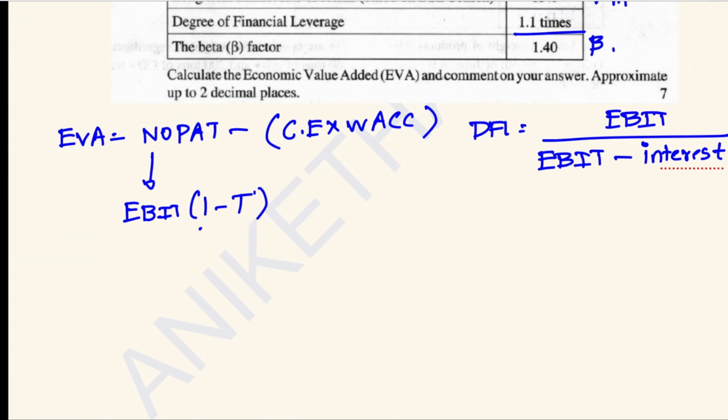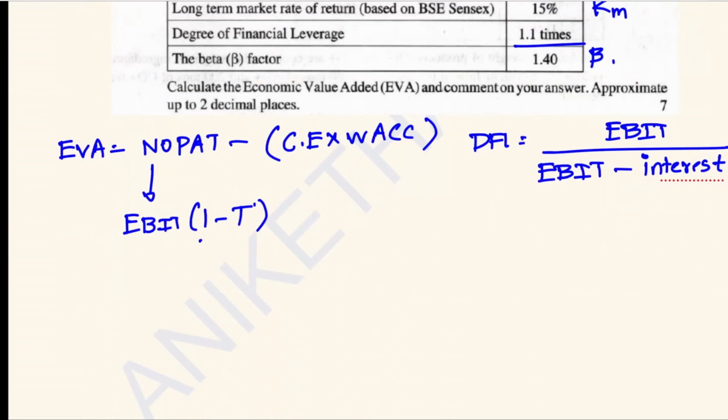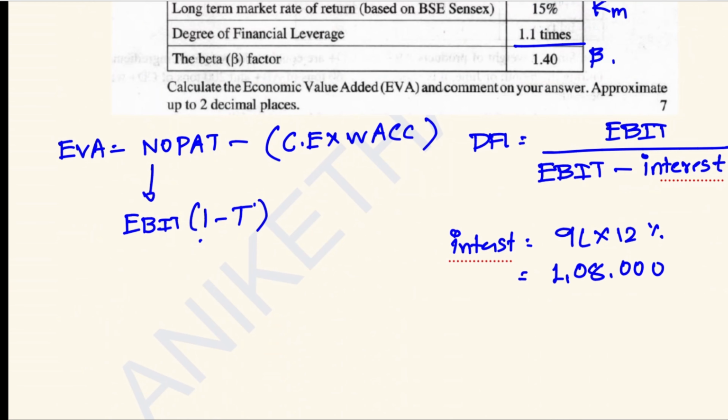So in this question, DFL is 1.1. EBIT you have to calculate. What is interest? Interest rate of debt is 12% given and debt is 9 lakh which we calculated. So 9 lakh into 12%. So that is your interest expense. So interest is equal to 9 lakh into 12%, which is equal to 1 lakh 8,000.